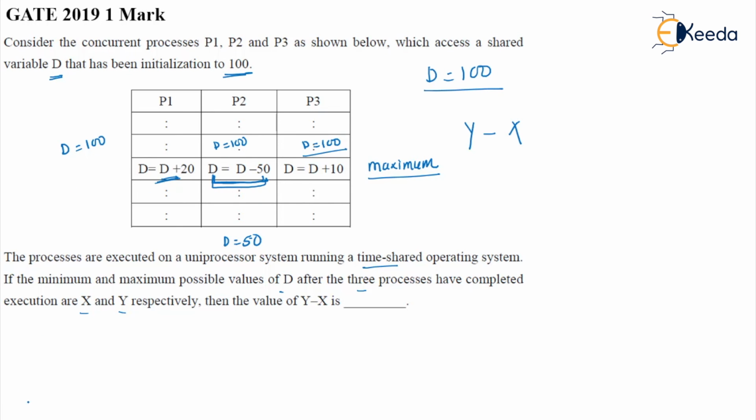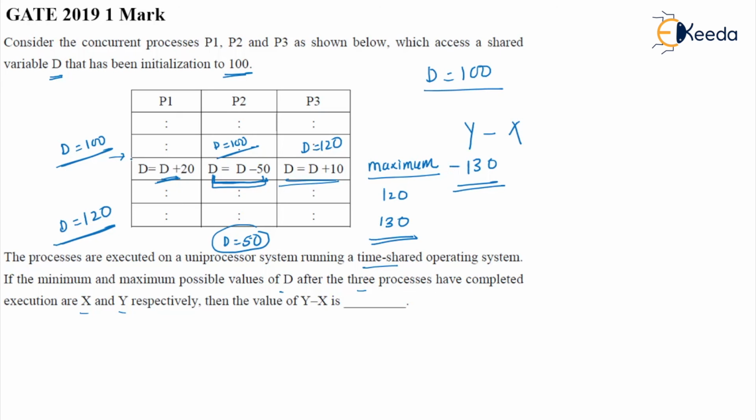Okay, now suppose not three processes, two processes. Suppose this reads the value D 100. Now D is equal to D minus 50 is done and D is updated to the value 50. After that, suppose there is an interrupt and the process switches and executes D is equal to D plus 20 and D becomes 120. So finally D is updated to 120. After that P3 starts and reads the D value. So what will it read? 120, and updates it to 130. So the maximum value possible in this case is 130.